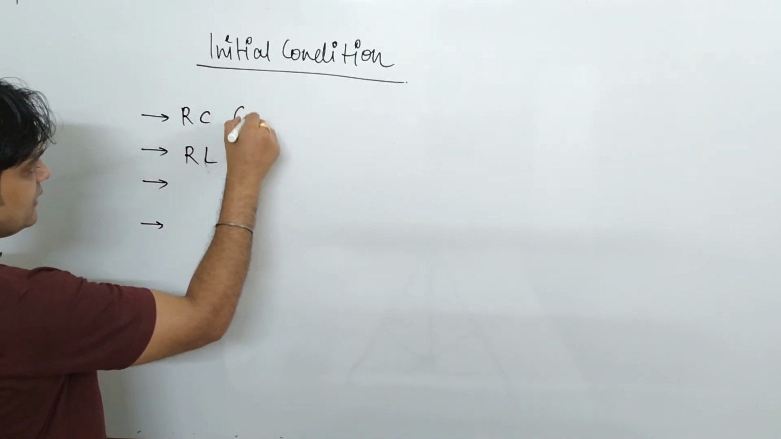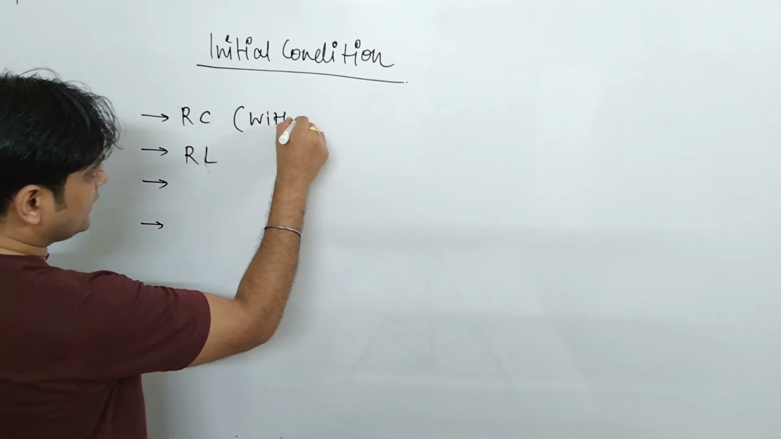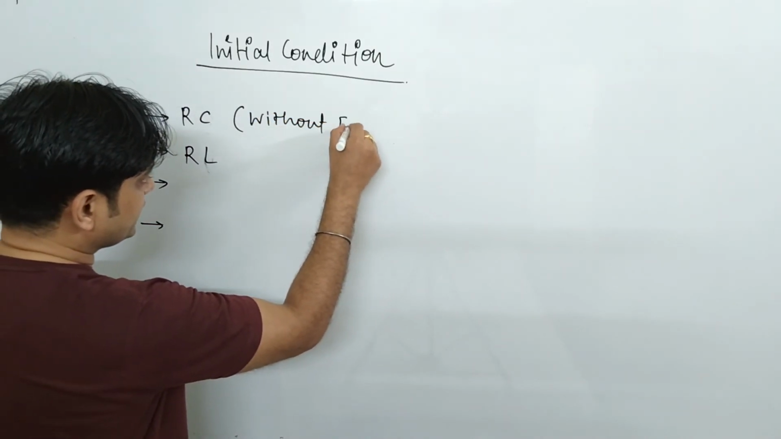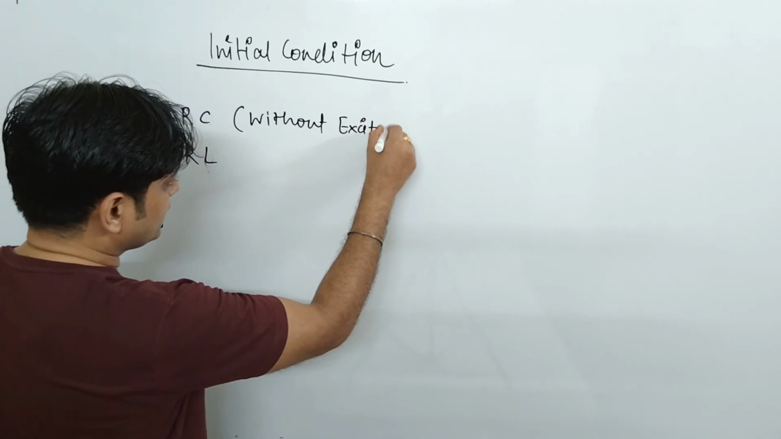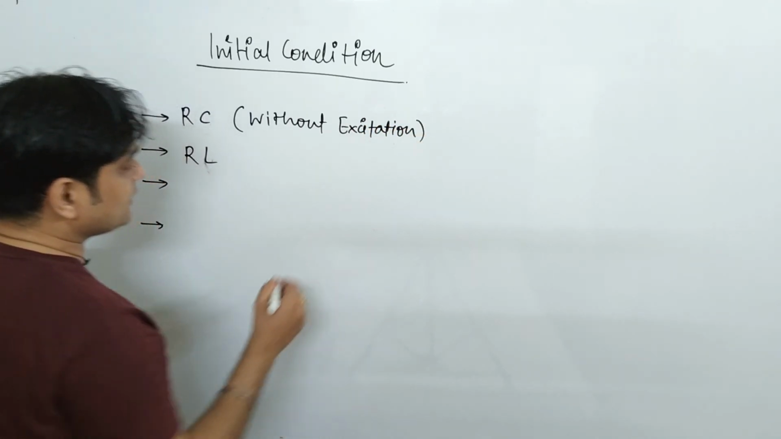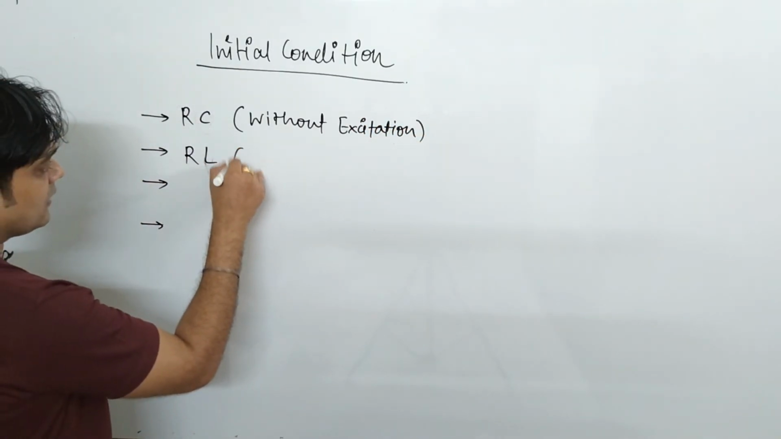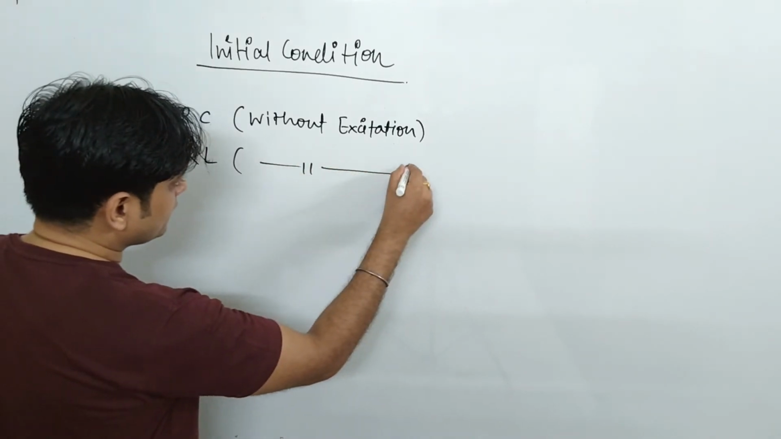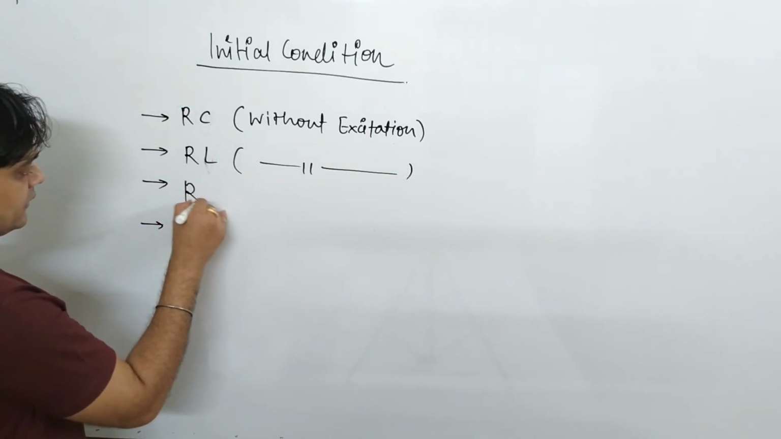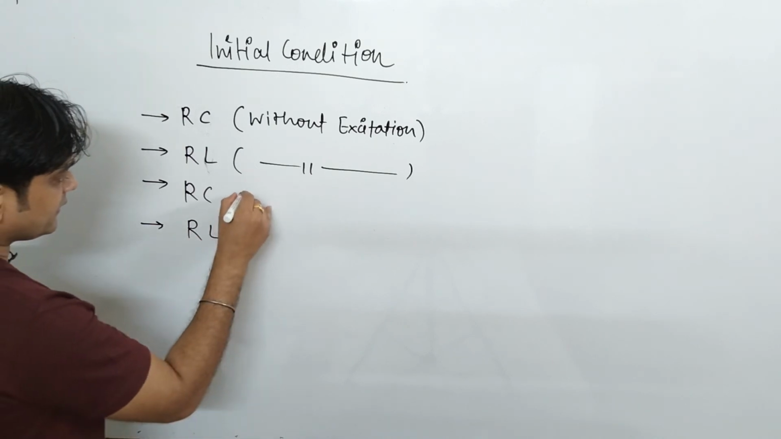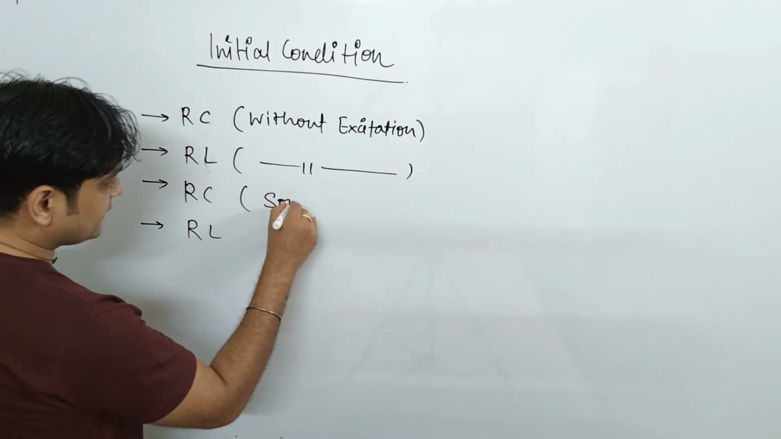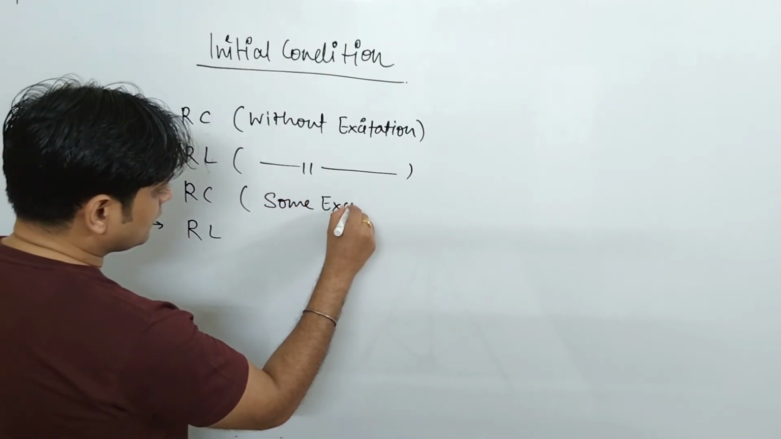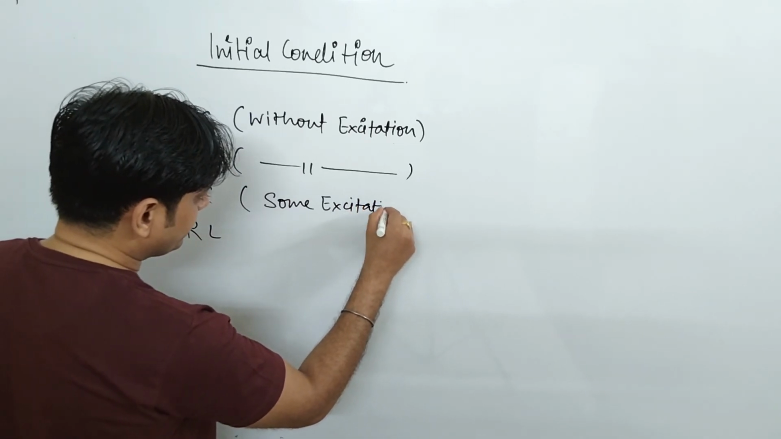The RC circuit we will see without any excitation, which means when no source is applied. Similarly, the RL circuit also when no excitation is applied. Now we will see the RC and RL circuit again when some excitation is applied, or you can say with excitation.